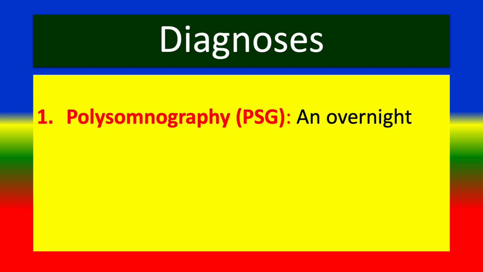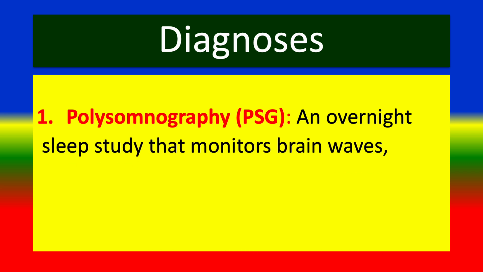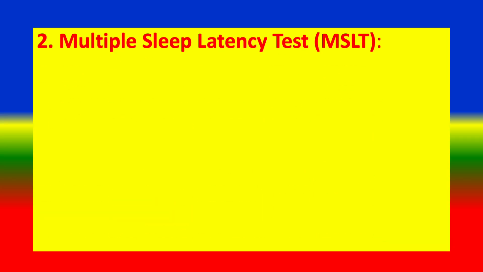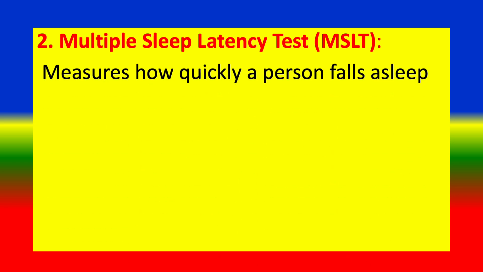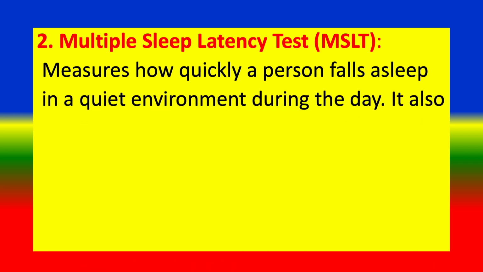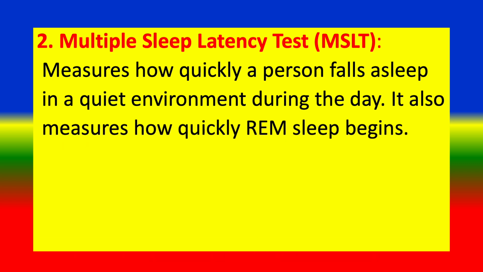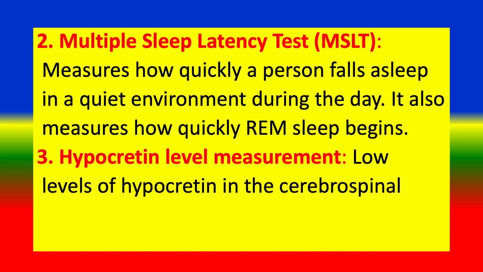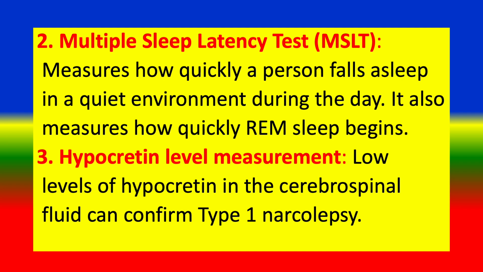Diagnosis. 1. Polysomnography, PSG, an overnight sleep study that monitors brain waves, oxygen levels, heart rate, breathing. 2. Multiple sleep latency test, MSLT, measures how quickly a person falls asleep in a quiet environment during the day. It also measures how quickly REM sleep begins. 3. Hypocretin level measurement. Low level of hypocretin in the cerebrospinal fluid can confirm type 1 narcolepsy.